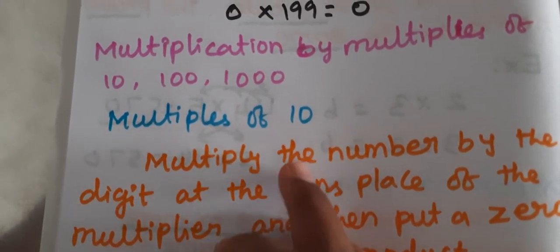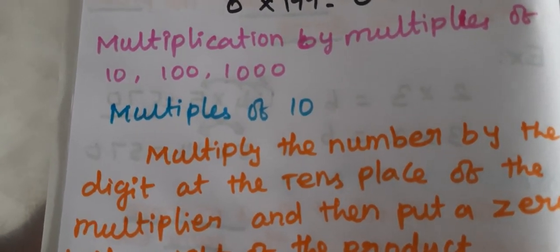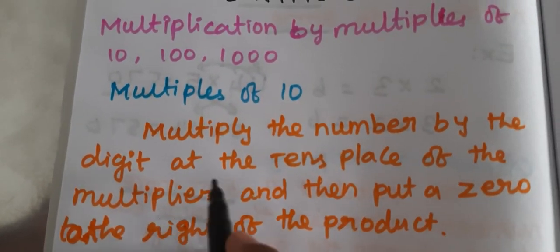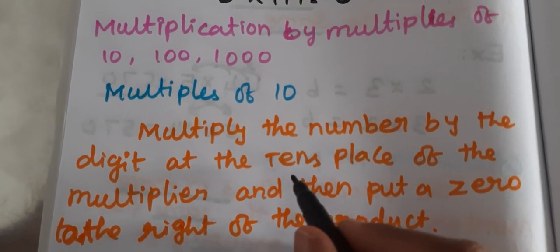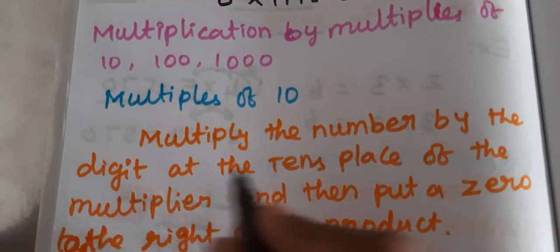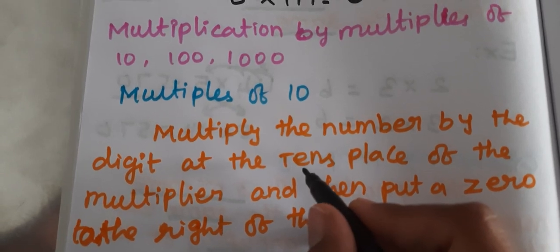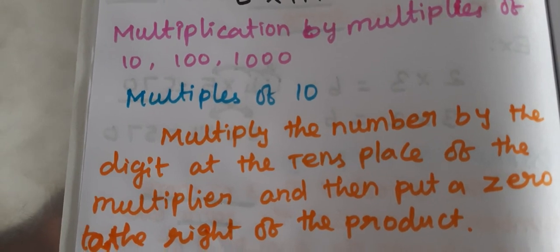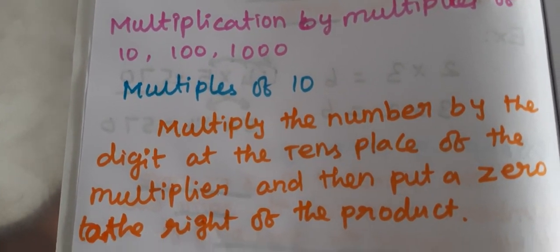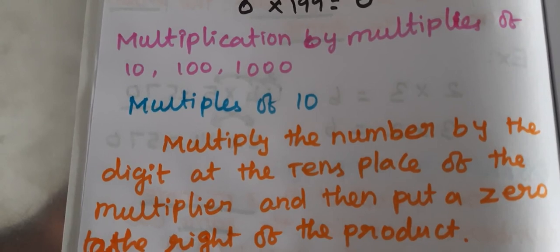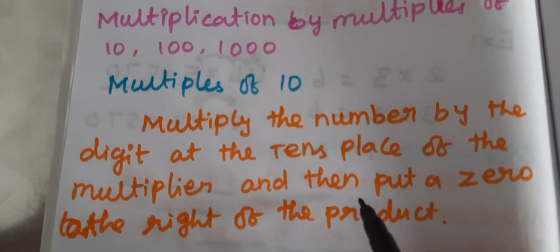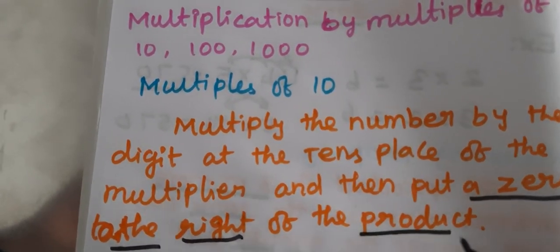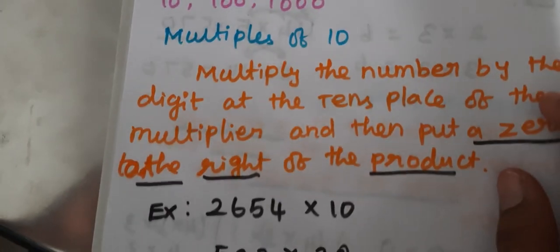Multiples of 10 means multiplication by multiples of 10. Multiply the number by the digit at the tens place. Multiply that number by the digit at the tens place. So you have to multiply the multiplicand with the multiplier. In the multiplier, the tens place digit you have to multiply, and put 0 to the right of the product. Okay, right of the product. So see here one example.